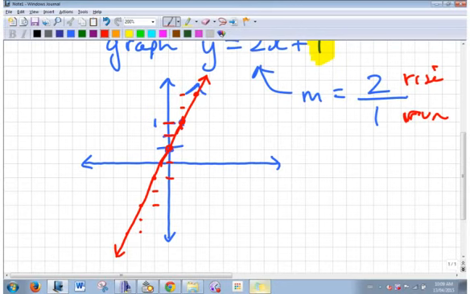Yeah, I'm going to blame the electronics here. I'm better with a pencil and paper. This thing does a little strange things. Okay? All right, so that's one way to do it.